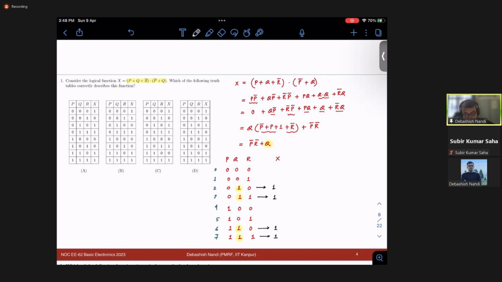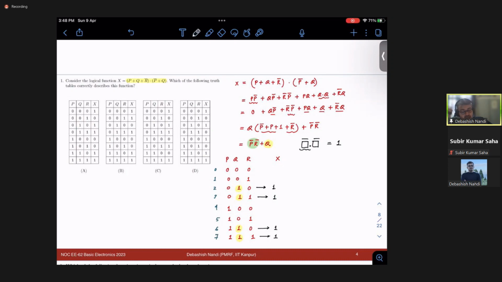And what about this other term? When this term is 1, again your output will be 1, right? So when will that happen? When P and R both are 0, then only both will be 1. See how I am telling these things. You have something like this. This has to be 1. How can you make this 1?